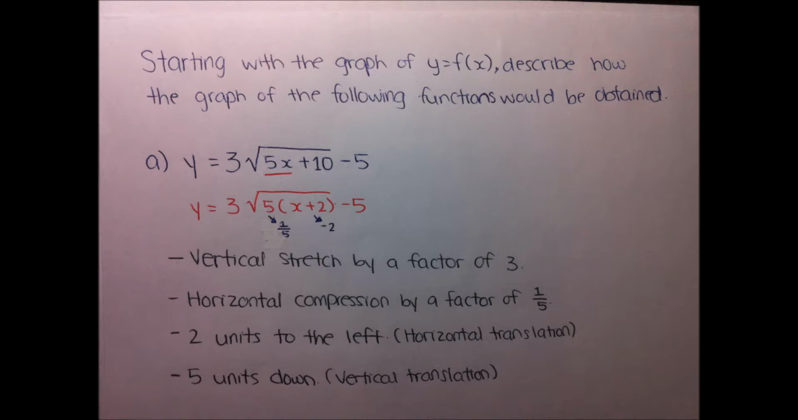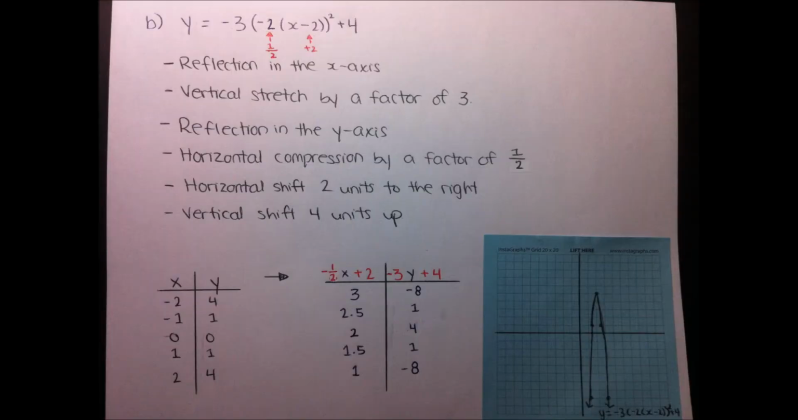So this equation would be obtained by a vertical stretch by a factor of 3, a horizontal compression by a factor of 1 over 5, a horizontal translation 2 units to the left, and a vertical translation 5 units down. For this next question, we will write how the equation would be obtained and also how to graph it. So the equation is y equals negative 3 times negative 2 x minus 2 squared and plus 4.